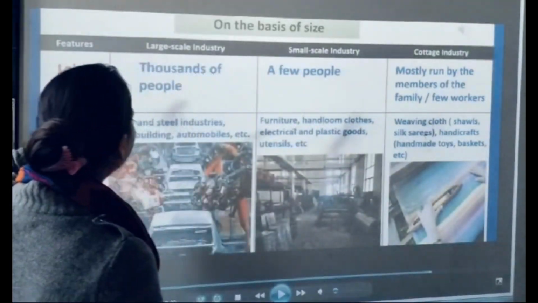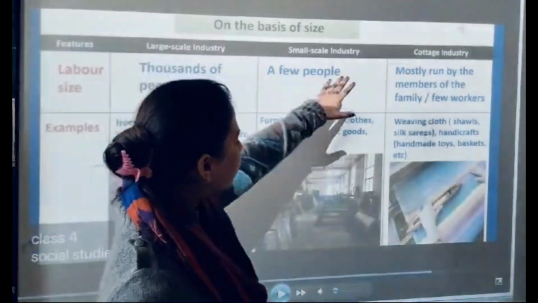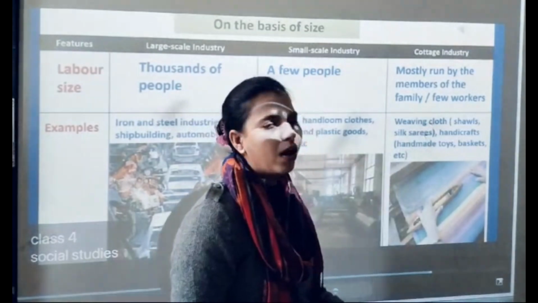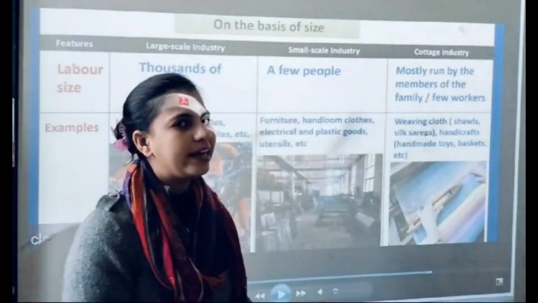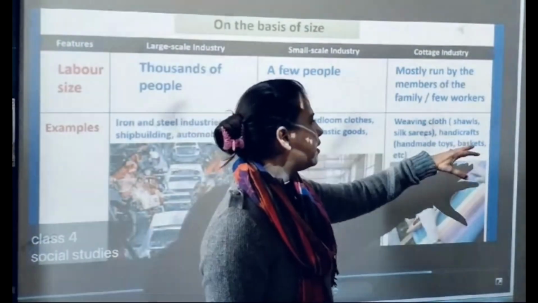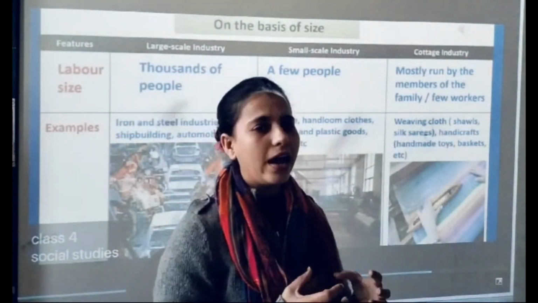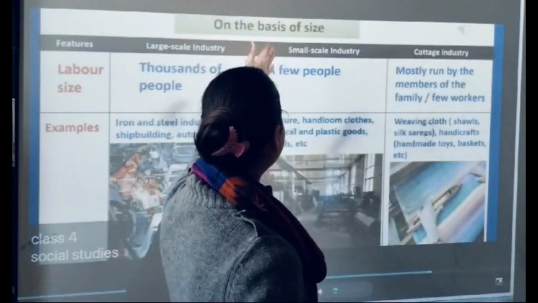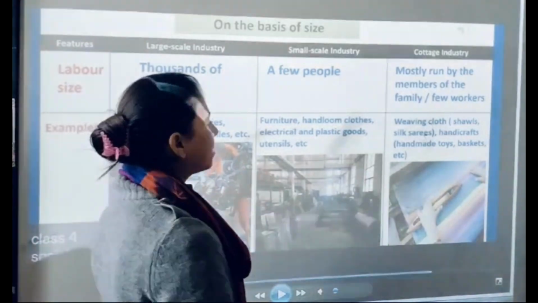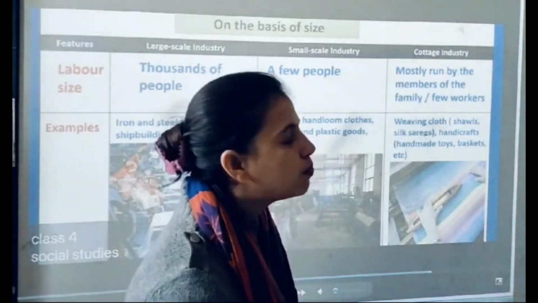Now we are taking other examples of industry. The first one is the cottage industry. Examples of cottage industries are weaving clothes. People make shawls, saris, and many kinds of clothes at their home, and handicrafts work like toys, baskets, scales, etc. And in the small scale industries, the examples are furniture, handloom clothes, electrical and plastic goods, utensils. These are the examples of small scale industries.